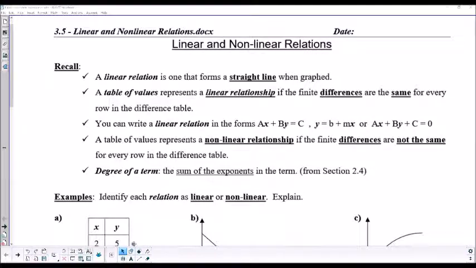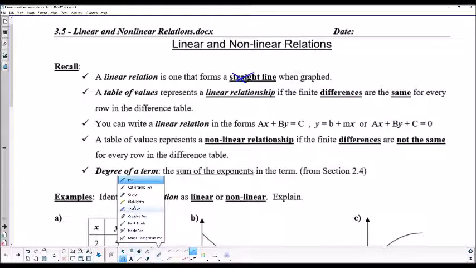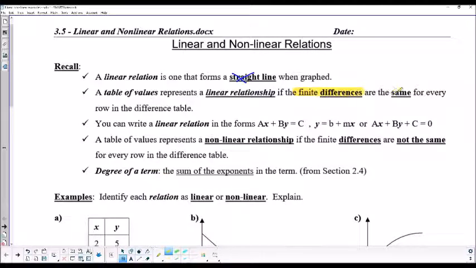So we just want to recall a few things here at the beginning. A linear relation is one that forms a straight line. I know we don't need the word straight mathematically. So it forms a line when graphed. A table of values represents a linear relation if the finite differences are the same for every row in the difference table. So we looked at that in previous videos.